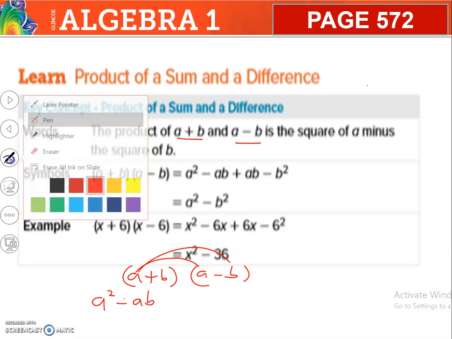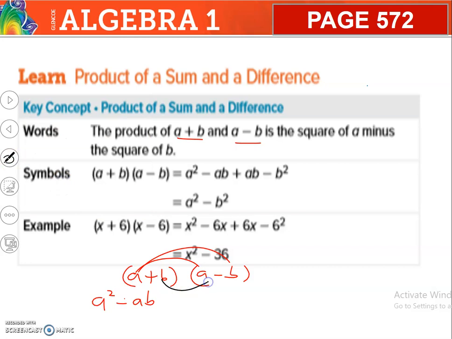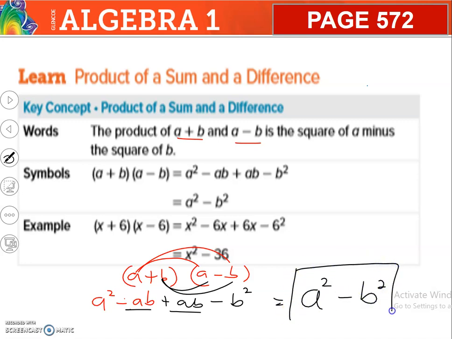Then now when we continue to multiply b by a and b by minus b, we are going to have plus ab minus b squared. So in simplifying, minus ab plus ab will go away. It's 0. So our final answer is going to be a squared minus b squared. And that is the answer for the product of a sum and a difference.